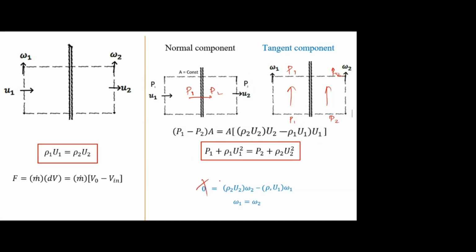So A is constant. Remaining, m dot 2 and the velocity W2, and this is m dot 1 into velocity W1, and we know rho 1 U1 is equal to rho 2 U2, so they get cancelled. Remaining is W1 equal to W2. So here they proved W1 is equal to W2, that is, there is no change in the tangential component. So the momentum equation is over.